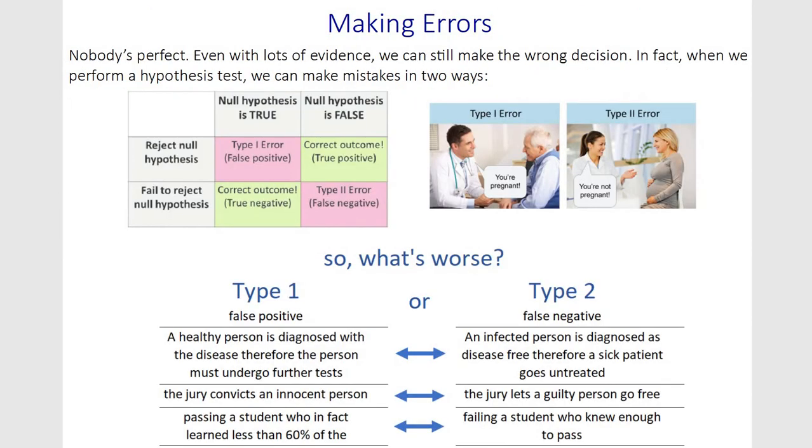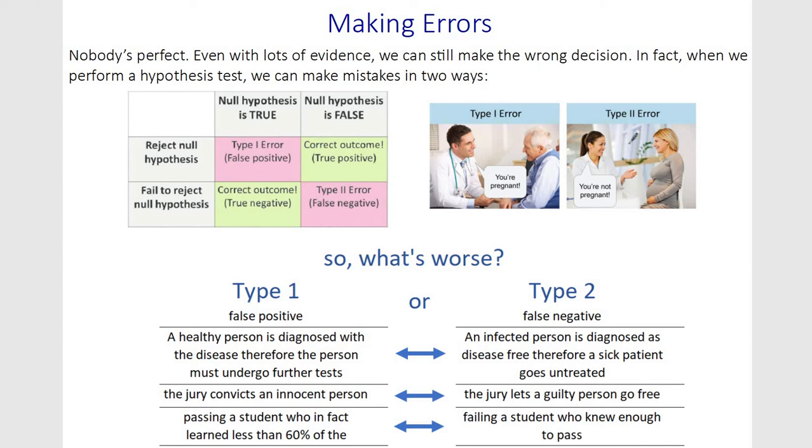All right, so making errors. You can have the type 1 error or the type 2 error. You want to make sure that you understand the 2 different errors. Type 1 is when the null is true, but we reject it. A type 2 is when the null is false, but we fail to reject it.